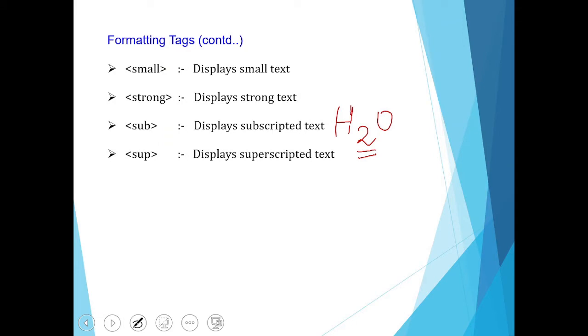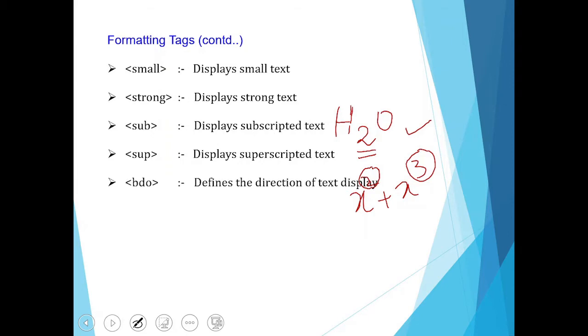Then comes superscript. If this is a subscript, superscript means something like x2 plus x3. So this 2 and 3 is what is called a superscript. To write that in a superscript format, we have a tag called SUP inside the angular bracket. So that stands for the superscript tag.